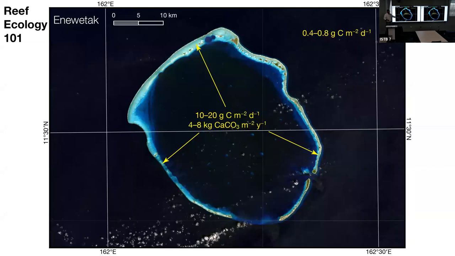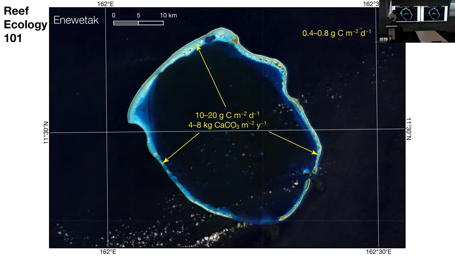This is an example, Eniwetok Atoll in the Marshall Islands, northern hemisphere, sort of southwest of Hawaii quite a ways. Out in the blue water, in the deep ocean, this is the rate of primary production, less than a gram of carbon per meter squared per day. Not a lot, it's pretty low. The reef will be 10 to 20 grams per meter squared per day, 25 times that or more. And of course, there's not a lot of calcification out here at all, if any. And the reef is building about 4 to 8 kilograms per meter squared per year. So that's how the reef grows and maintains itself near sea level.